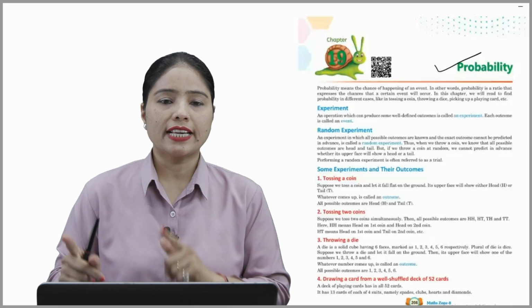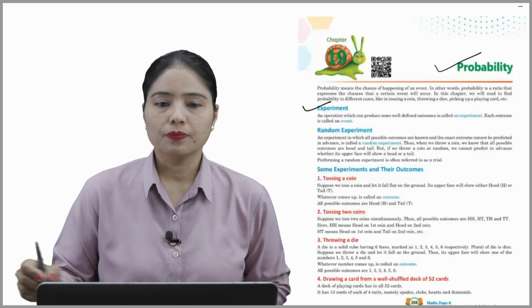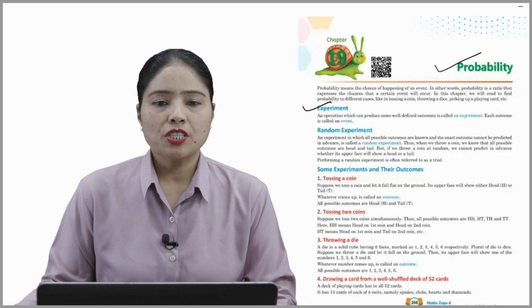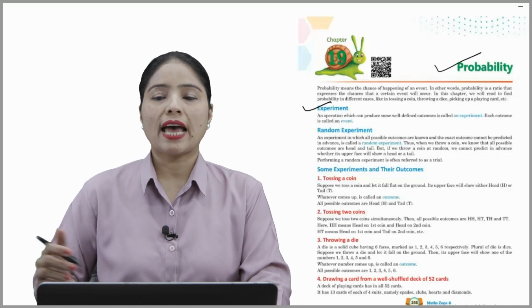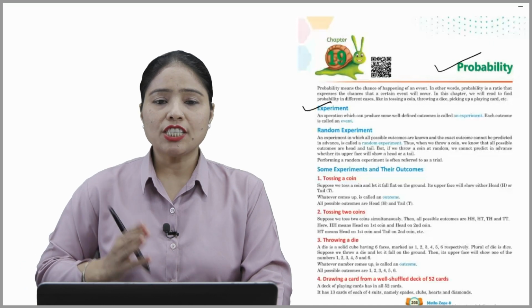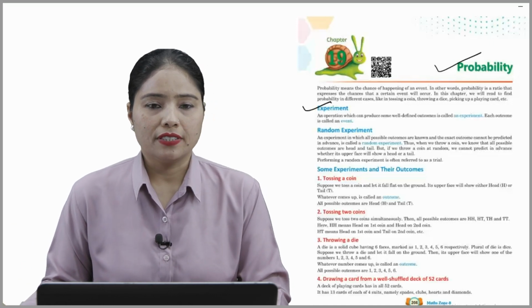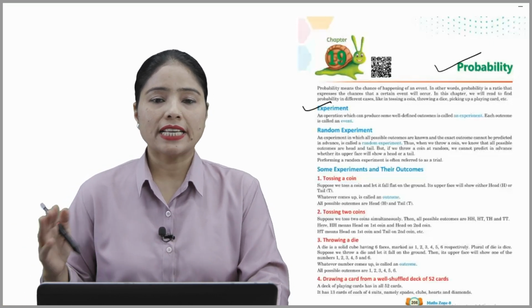Now, first one is experiment. So, an operation which can produce some well-defined outcomes is called an experiment. Each outcome is called an event. Okay, so now random experiment.